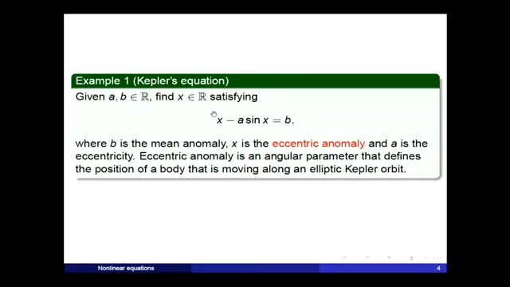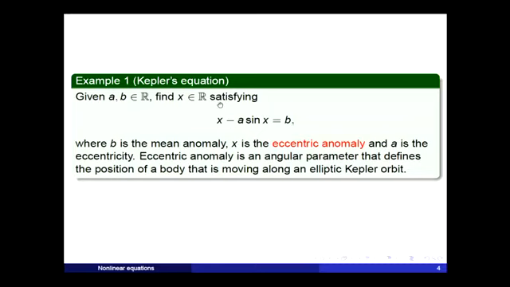He has to solve this equation. So x is something like the eccentric anomaly of an object in the sky. You can have many stars that go in elliptical orbits, and those parameters are very important in determining the orbit of that celestial body.